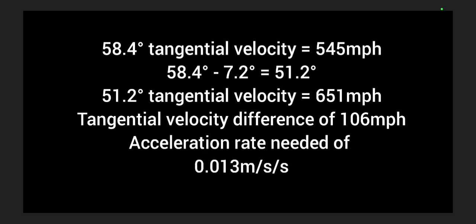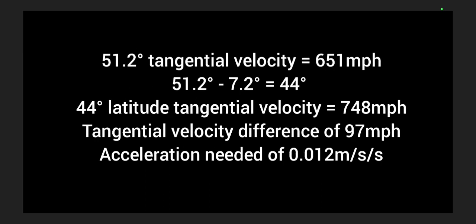The tangential velocity at 58.4 degree latitude is 545 miles per hour. 58.4 degrees minus 7.2 degrees equals 51.2 degrees. At 51.2 degrees latitude, the tangential velocity is 651 miles per hour. The tangential velocity difference is 106 miles per hour. The acceleration rate needed is 0.013 meters per second squared. The tangential velocity at 51.2 degrees is 651 miles per hour. 51.2 degrees minus 7.2 degrees equals 44 degrees latitude. The 44 degree latitude tangential velocity is 748 miles per hour. Tangential velocity difference of 97 miles per hour.